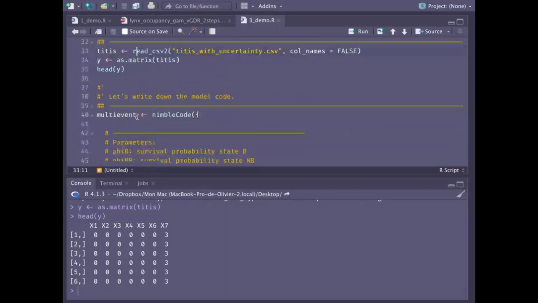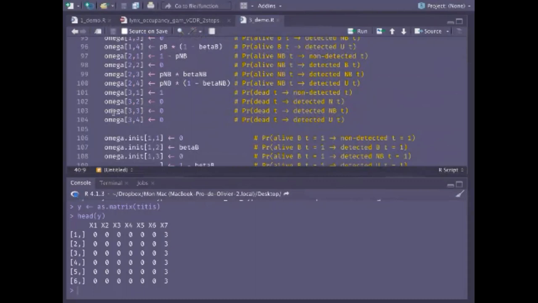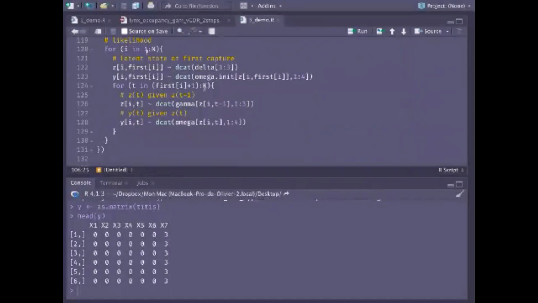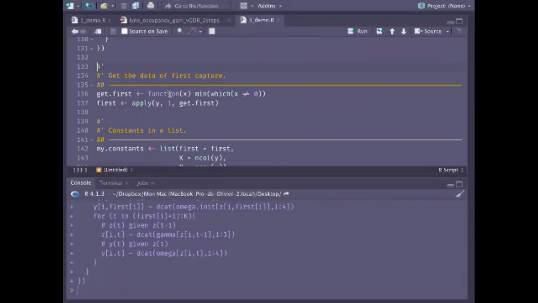Nimble code. So I'm just going through the code I just showed you in the slides. You have the transition probabilities, the observation matrix, and the same observation matrix, but you fix the p's to be one to deal with the first encounter. And then this is the likelihood where you go through each individual and its fate over time. So let's read that. Multi-event, we call that multi-event.